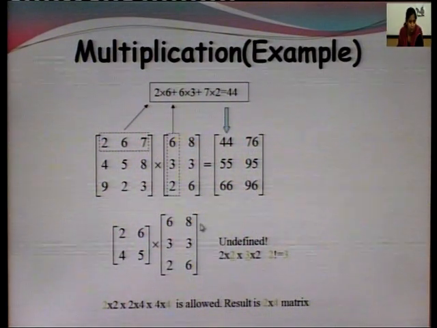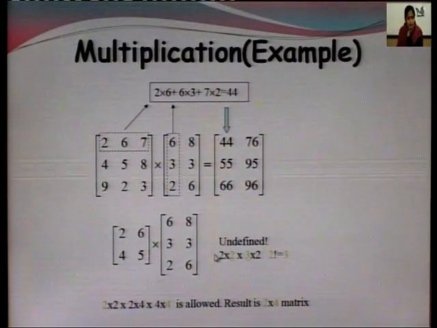Here in this example, the number of columns in the first matrix does not match the number of rows in the second matrix. So, we cannot multiply these two matrices. Therefore, the mandatory condition for multiplication is that the number of columns of the first matrix should be equal to the number of rows of the second matrix.